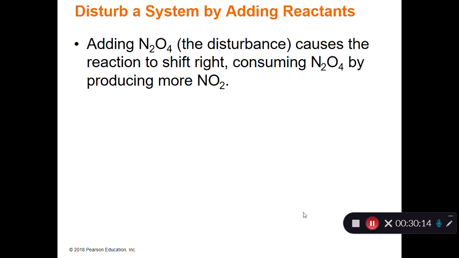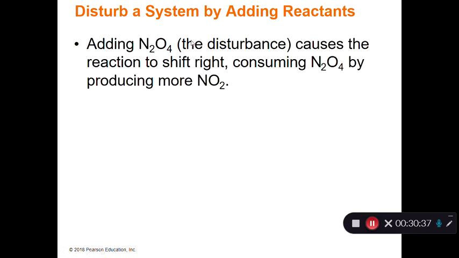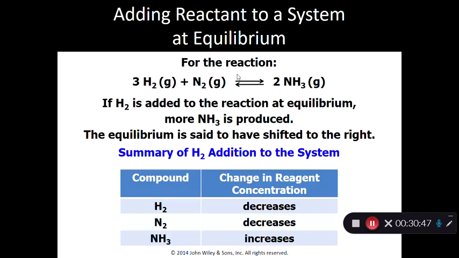As you see here, if I add N2O4, the system is going to produce NO2, shifting to the right. So if we add N2O4, it's going to shift to the right to consume N2O4 and produce NO2.